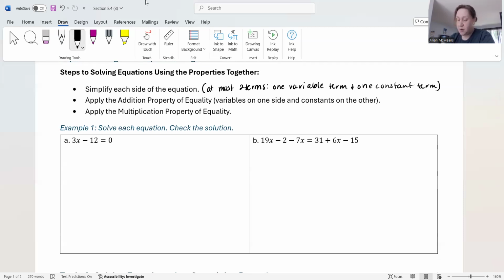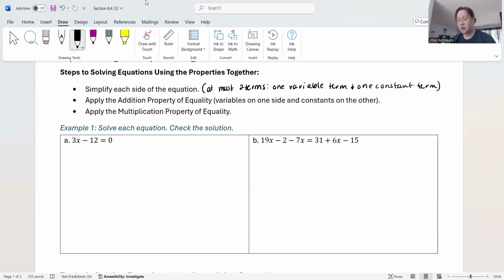For part A here, we have 3x minus 12 equals 0. This is as simple as you're going to get. Notice on the left-hand side of the equation, we have two terms. One is a variable term, one is a constant term. And on the right-hand side, we have one term, which is a constant. When you have a situation like that, you can automatically start using the multiplication and addition properties. You start with addition first, then multiplication second.